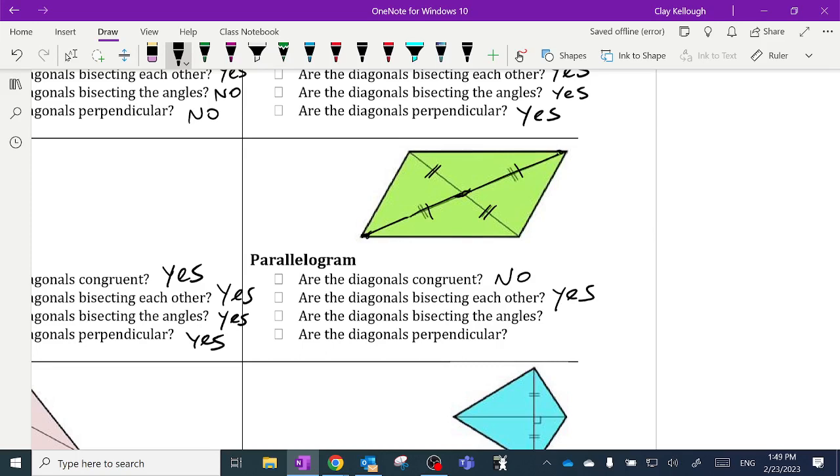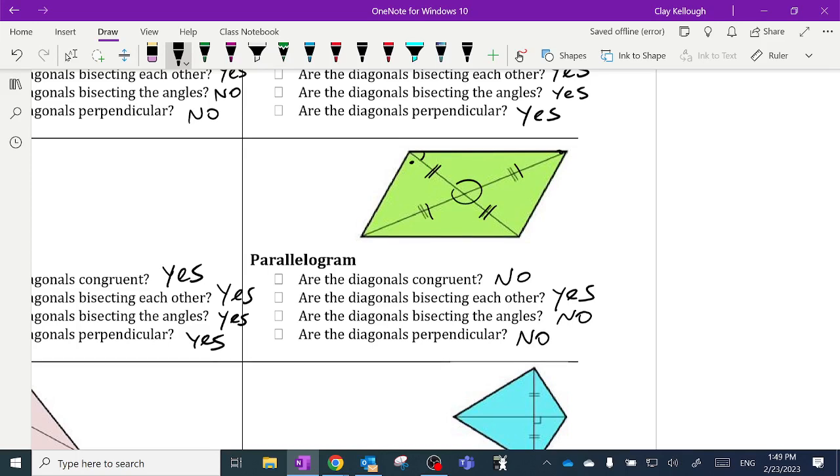Are the diagonals bisecting the angles? What do you think of that one? That one's a no. You can even kind of tell by looking at it that that angle there is bigger than that one. So that one's a no. And are the diagonals perpendicular? Any of these look like right angles to you in there? No.